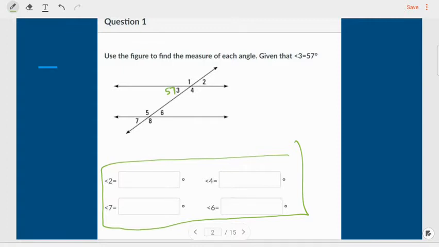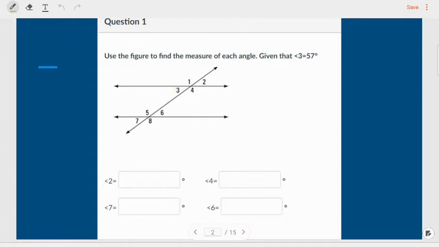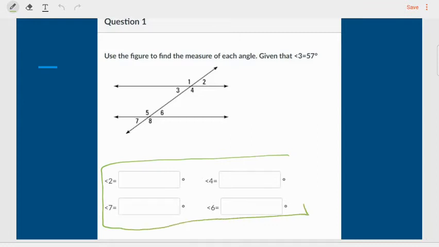Question 1 asks us to find the measure of each angle, given that angle 3 is 57. So these are the angles I need to find down here, but let's go ahead and just find them all and then fill those in. So I'm going to start by labeling angle 3 as 57.